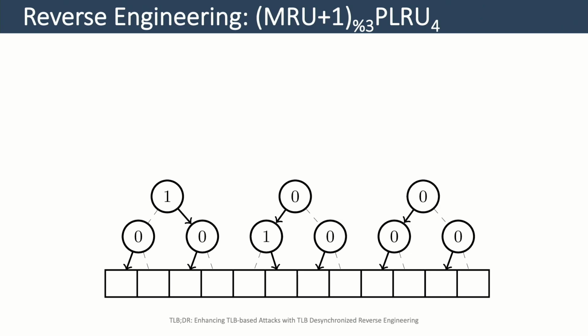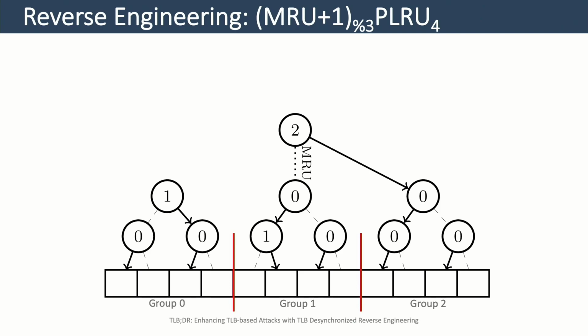So this is a 12-way set associative TLB. And we found that the replacement policy intuitively divides these 12 entries into 3 groups, group 0, group 1, group 2. And within each of these groups, we have 3P-LRU that keeps track of the replacement state. And additionally, we have a root node that decides which of these groups is the victim group, which of these groups will choose the victim. And it does this by remembering the most recently used group, MRU group, and it adds 1 to that. So if group 1 here is most recently used, we'll choose the victim in group 2.